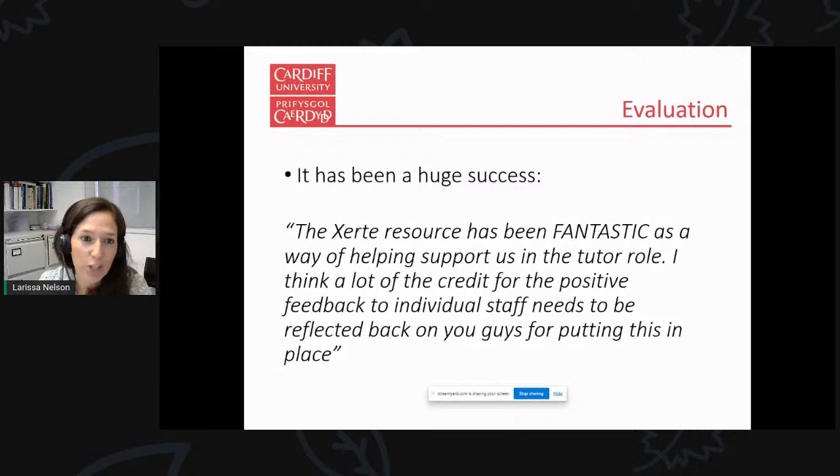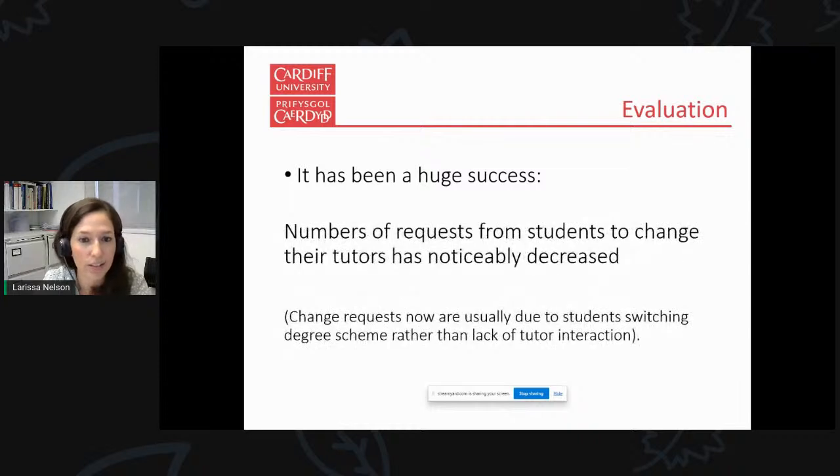In terms of evaluation, it's been a really, really huge success. This is just one quote of many that we've received. This one here says, the Xerti resource has been fantastic as a way of helping to support us in the tutor role. I think a lot of credit for the positive feedback to individual staff needs to be reflected back on you guys for putting this in place. So this is an example of one tutor who's been very thankful.